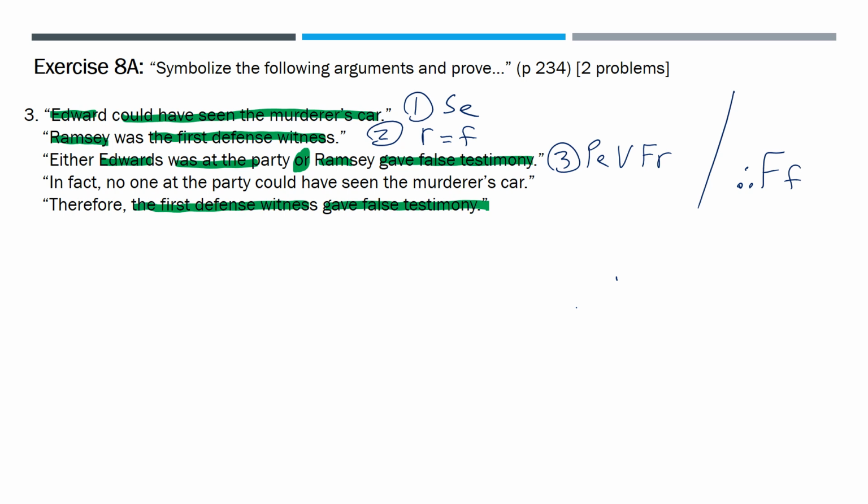For our fourth premise, we have, in fact, no one at the party could have seen the murderer's car. No one implies a quantifier. It's a universal, but it's a negation, so a universal negative proposition. Hence for line 4, we have for all x, if x was at the party, then it is not the case that x could have seen the murderer's car. So for all x, Px arrow not Sx.